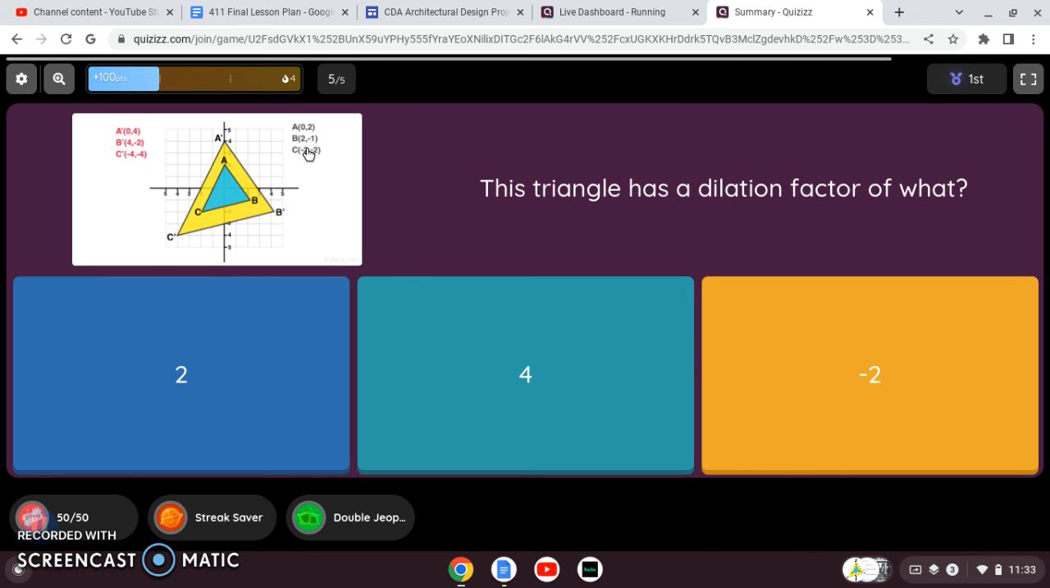That checks. 2 times 2 is 4. So my new point would be 4, negative 1 times 2 is negative 2. So 4, negative 2. Yep, that checks. And then my points are negative 2, negative 2. Well, if I multiply 2 by negative 2, I'm going to get negative 4, negative 4. So I see that 2 truly is my dilation factor for the teal triangle.